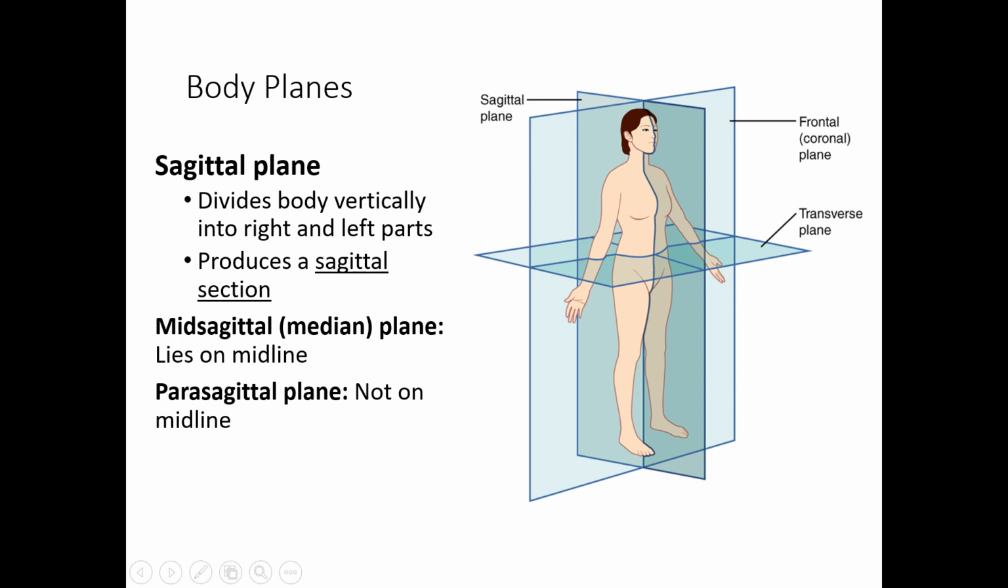When the same cut, dividing the body into left and right portions, goes somewhere on the side, it would be called a parasagittal plane. For example, to study an eye, we have to make a parasagittal plane right through the eye.